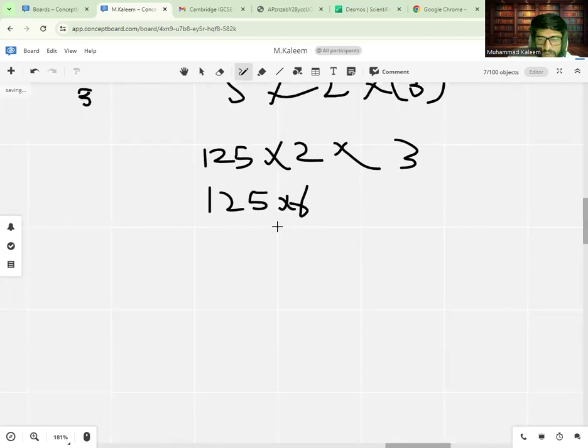You can use mental math here. 6 times 100 will be 600, and after that we just have to multiply 25 with 6, that will be 150. So that answer will be 750. You can use a calculator to multiply this one, or you can do mental math here.